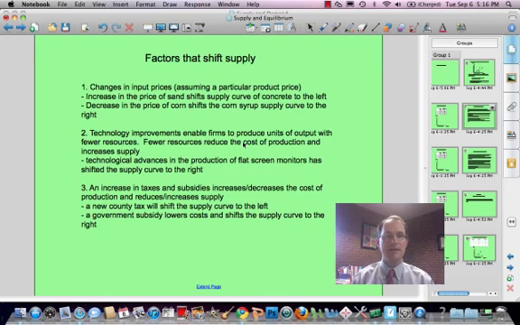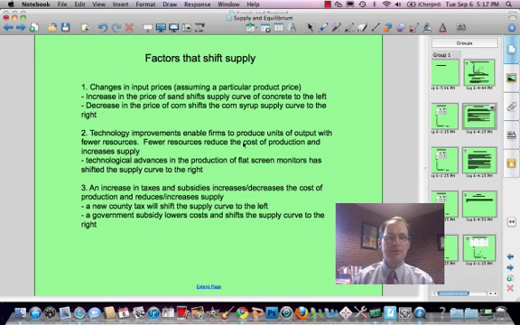Why is that? Well, because technology advances push prices down. Unlike number one, where we're just talking about a straight input price change, in number two we're talking about the actual technology improvement that allows firms to produce units of output with fewer resources. The implication there, of course, is that the price is going down.